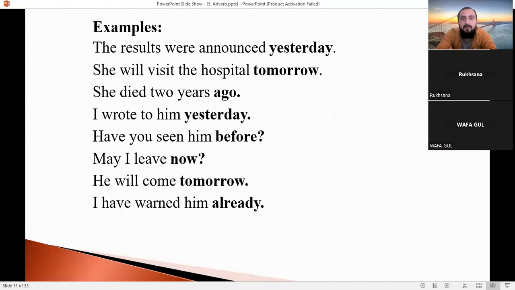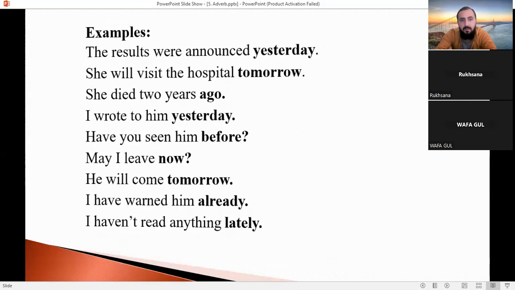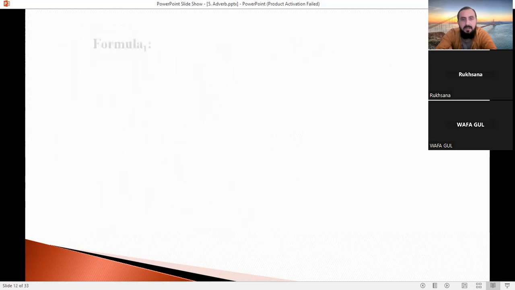So these are all adverbs of time. Yesterday, tomorrow, ago, before, now, already. These are adverbs of time. I haven't read anything lately. So these are adverbs of time.